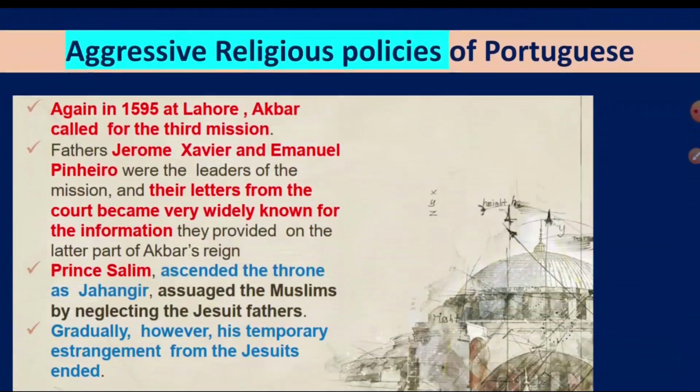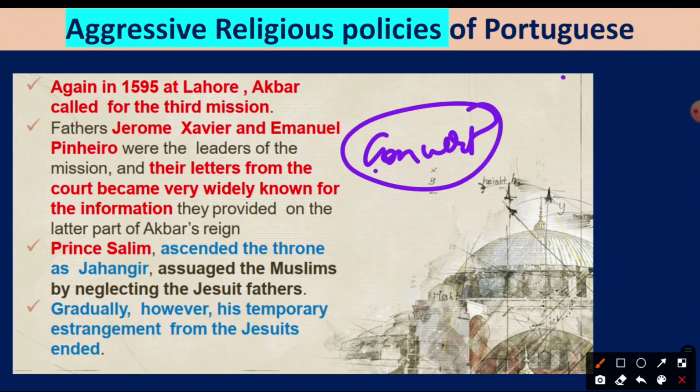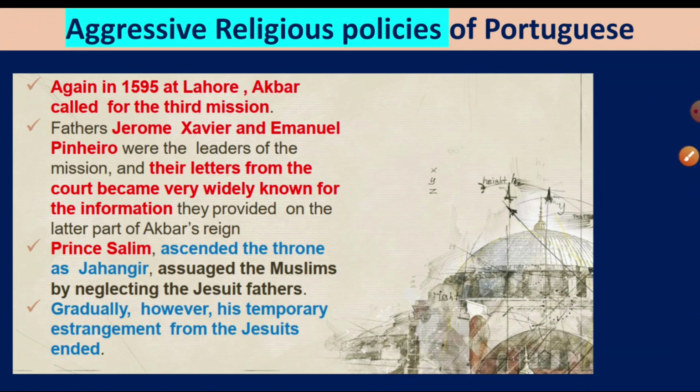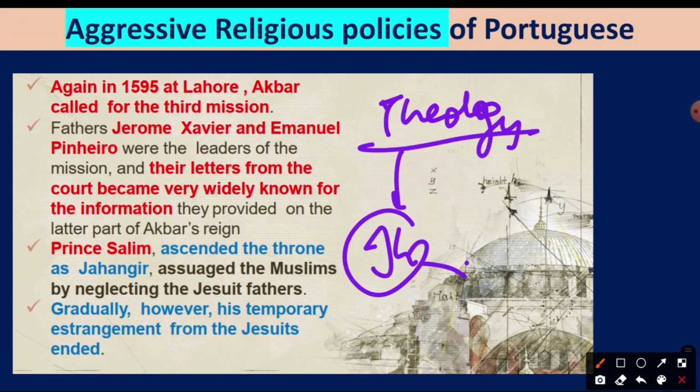So they had a very aggressive religious policy. They used to convert people very aggressively by any means, maybe by persuasion, maybe by threat, maybe by coercion. Okay, but Akbar was very interested in theology, and when Akbar died, his son Jahangir came, and then Shah Jahan.